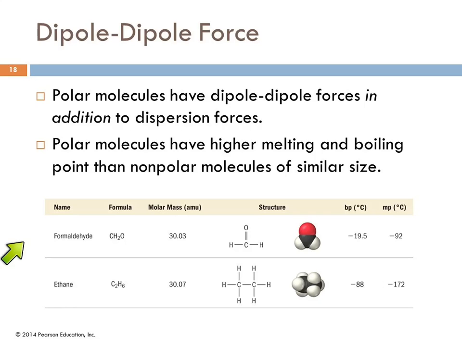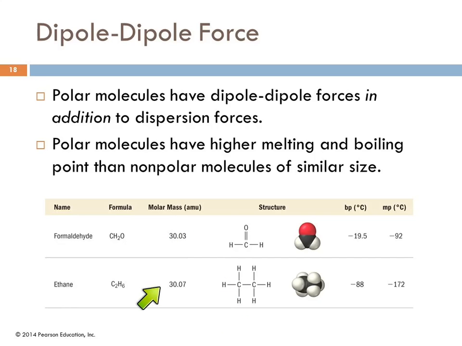Here's formaldehyde and ethane. And if we look at their formulas, we see this one has an oxygen in it. The oxygen is bonded to carbon. There's no hydrogen bonding or anything here. Wait, because I haven't told you about that. Forget I said that. Here's ethane.